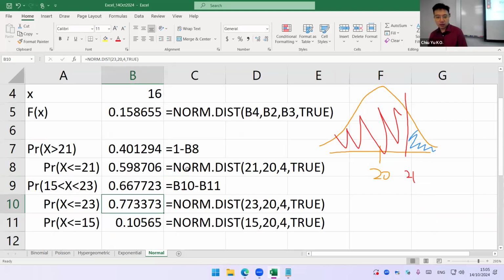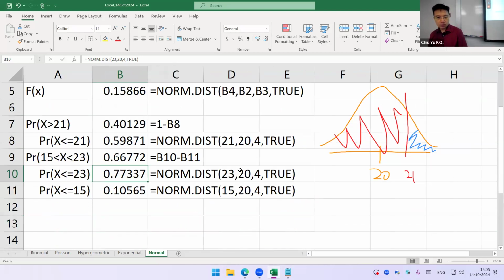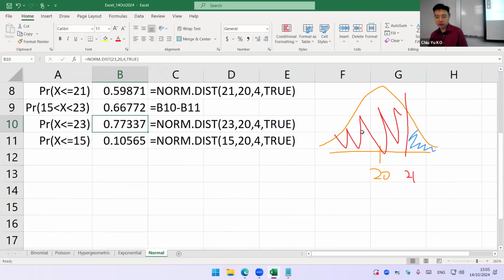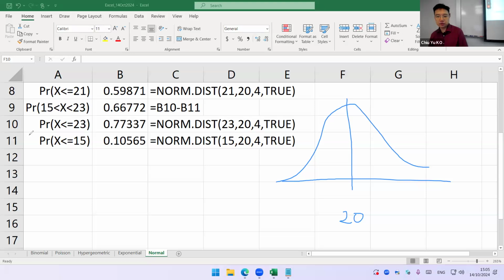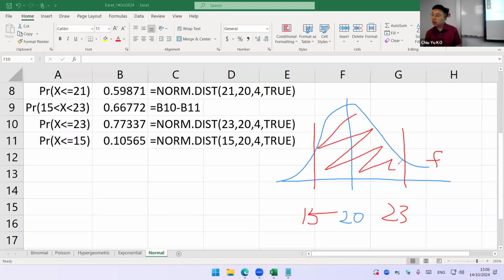Okay? Let me show you again what I am doing now, which is to draw a graph again. Let me draw again. Okay? I have a blue line here. Okay? And this is 20 here. And the question being asked to us is whether F is the area between 15 and 23, okay? Which we want the area red. How can we do that? How can we do the red area?